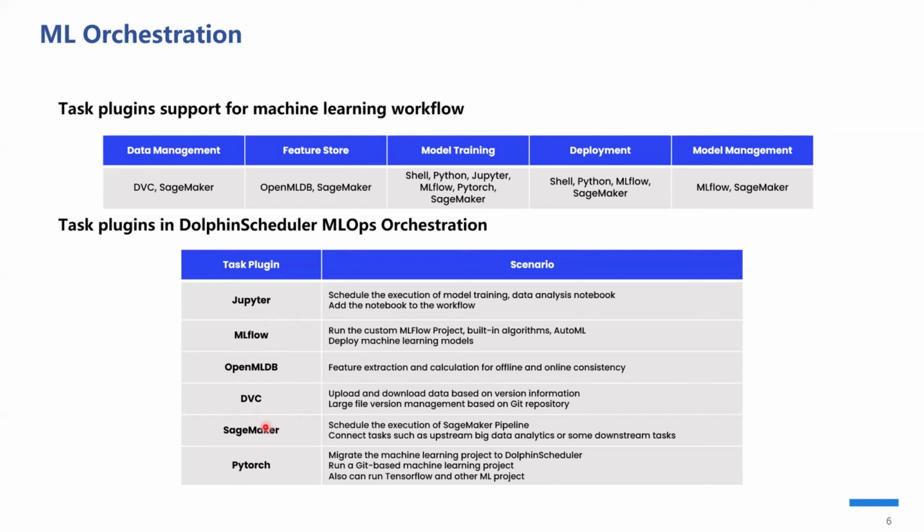And SageMaker is one of the best machine learning tools by Amazon AWS. So we can schedule the SageMaker pipeline to connect to the upstream big data and some downstream tasks. And finally is PyTorch. PyTorch is a tool by Meta, previously Facebook. So it's a very popular machine learning library. You can do some coding for your own training task, and it also supports Git.